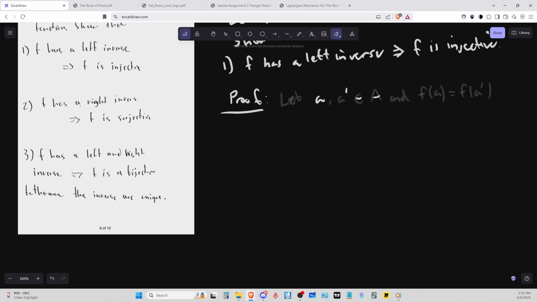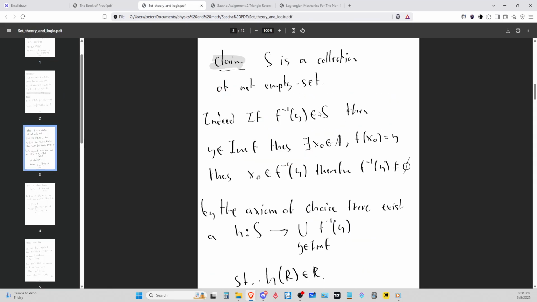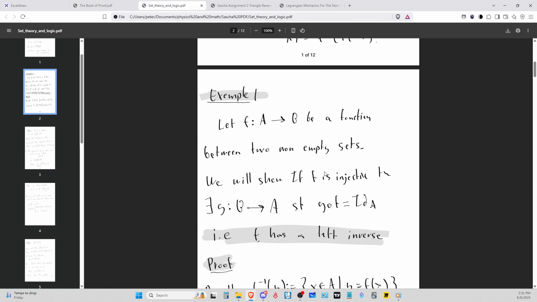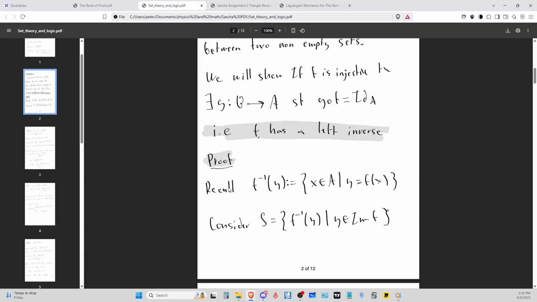Okay. Alright, so now we've got to figure out: a function g from B to A is the left inverse of f from A to B if... Right. Now the question is how do we actually write that nicely as a proof? Because I'm guessing this is just the way that it's defined. So for the proof, let's see, recall that y. So consider this.